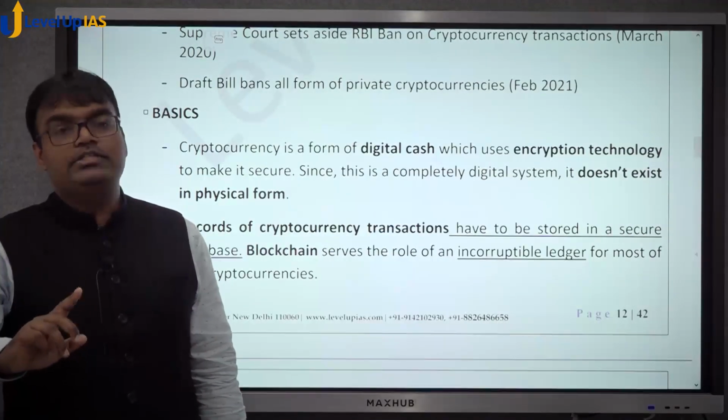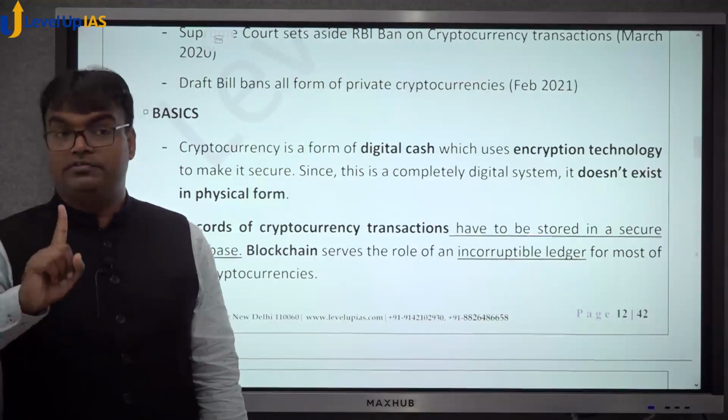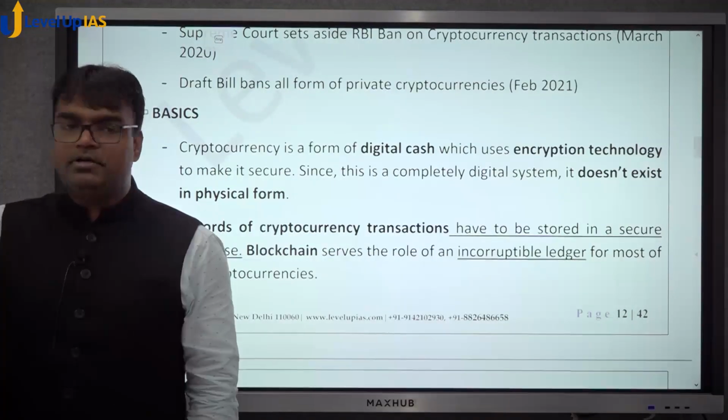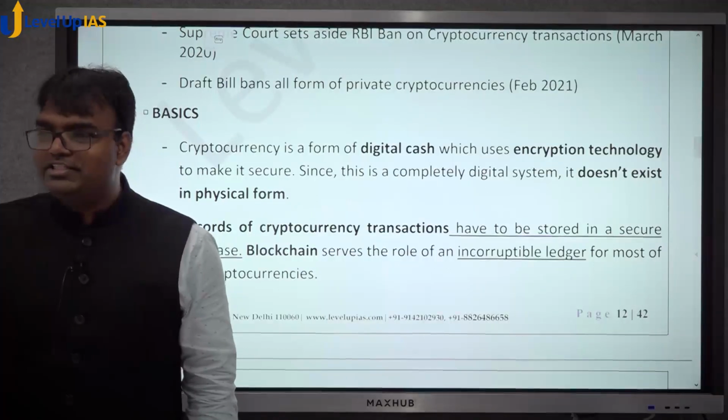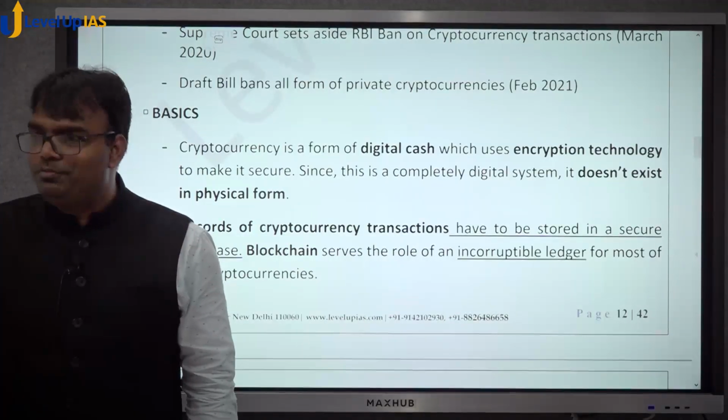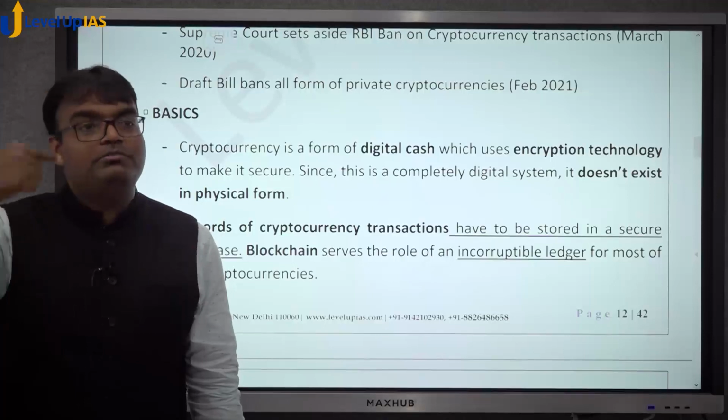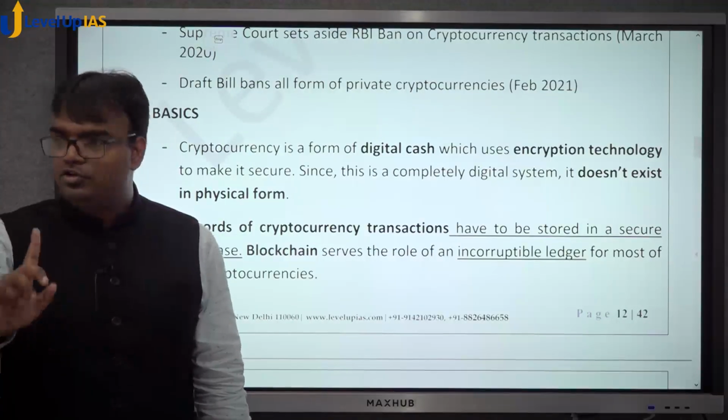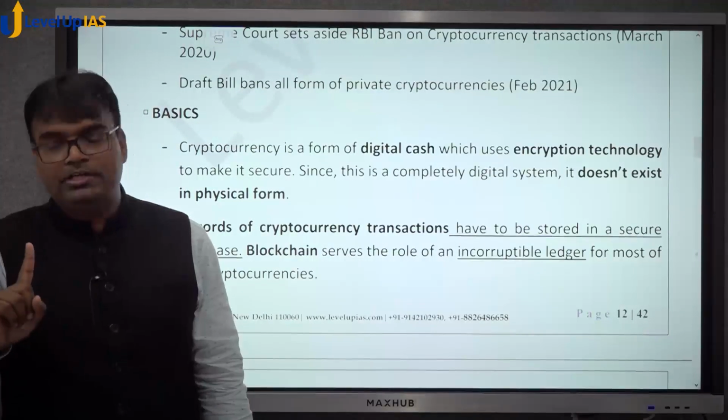So what is cryptocurrency? Cryptocurrency is digital currency first of all, because the moment it becomes physical, cryptography would not be useful to verify its authenticity because it's physical. Cryptography comes into play in the digital field. So cryptocurrency first of all will be digital.